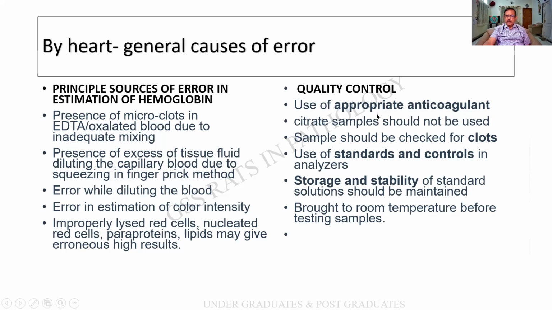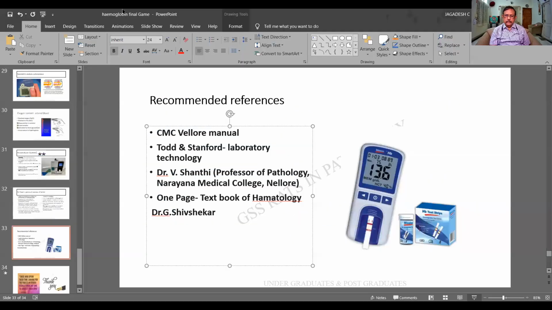And what are we supposed to do? There has to be a standard appropriate anticoagulant. Citrate samples should not be used. That is used for blood banking. And samples should not be having clots. It should be ruled out. Standard and control should be used for the analysis. They should be run almost every day. Storage and stability should be verified. And all the reagents and the blood must be brought to room temperature before testing the sample for hemoglobin.